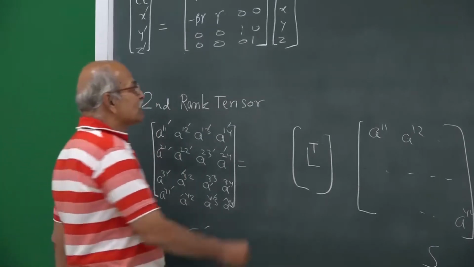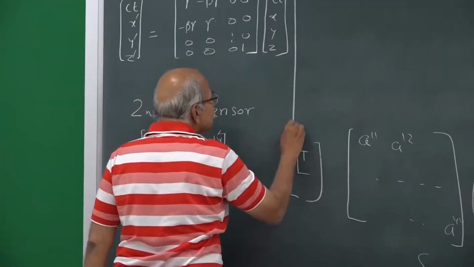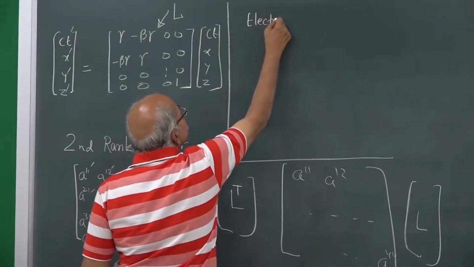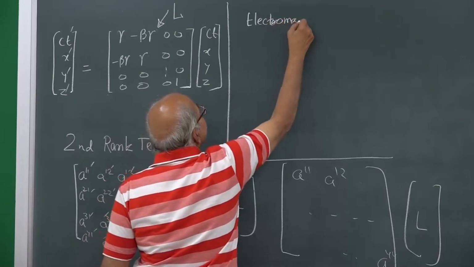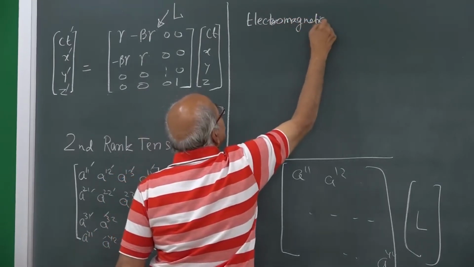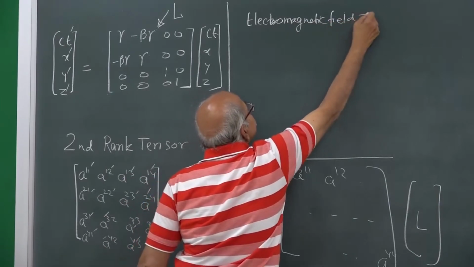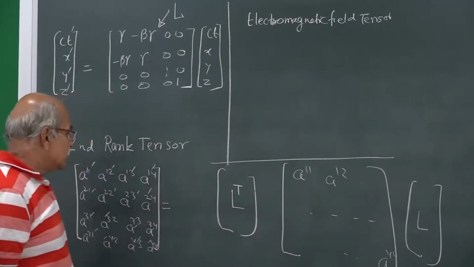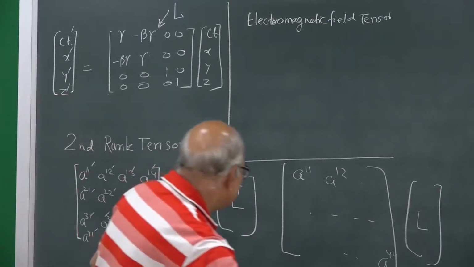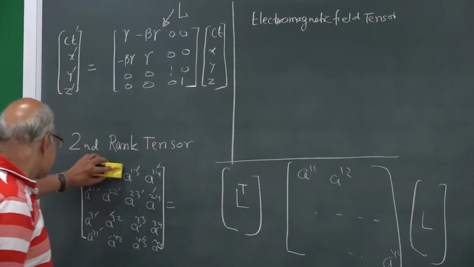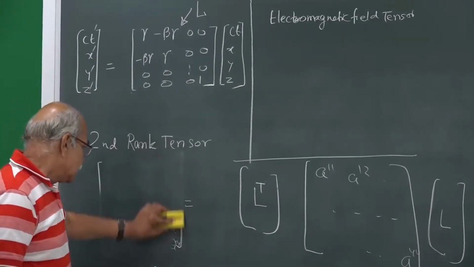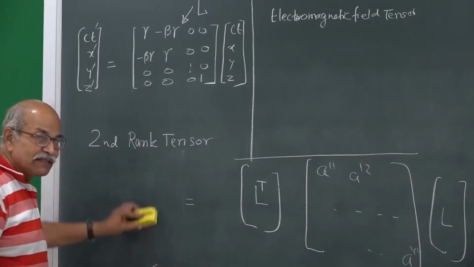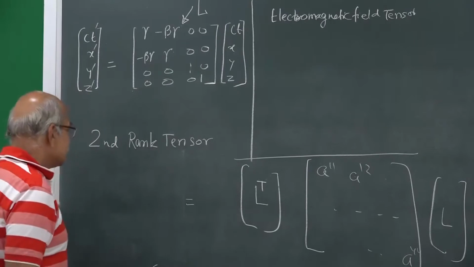So, let me write what that is. We call it the electromagnetic field tensor. And how do I write that? Let me write it here. The 16 components are created out of these 6 quantities Ex, Ey, Ez and Bx, By, Bz in the following fashion.